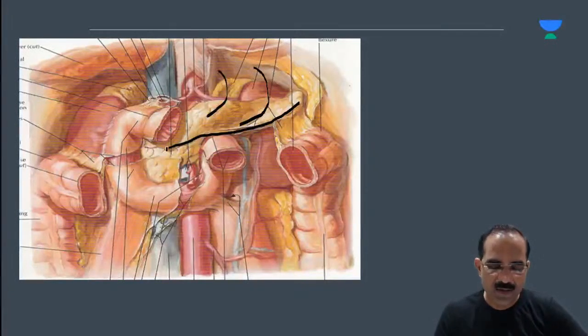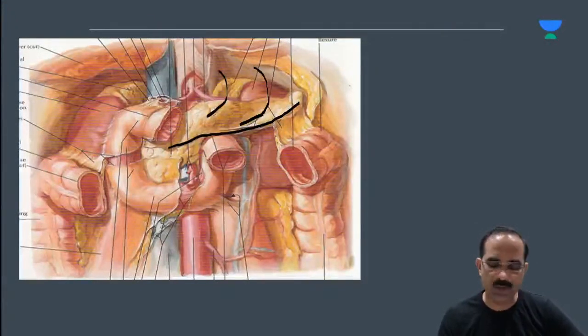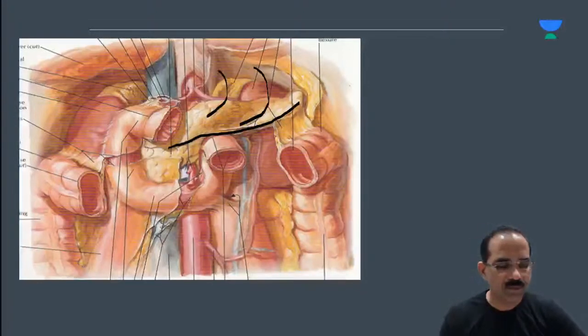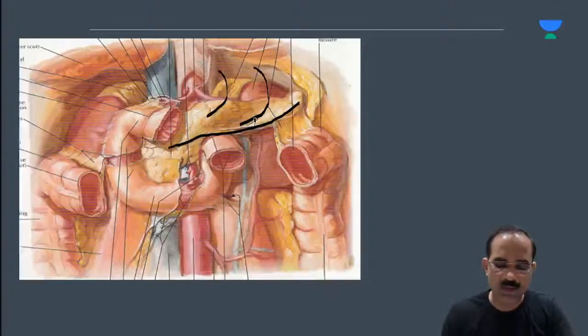Look. Now, the anterior relations of the body. Aap likhiye, anterior relations. We're writing the body of the pancreas. Now, anterior relations of the body would be the transverse colon and mesocolon. Second, the stomach. Transverse colon and mesocolon and the stomach. So that becomes the anterior relation.